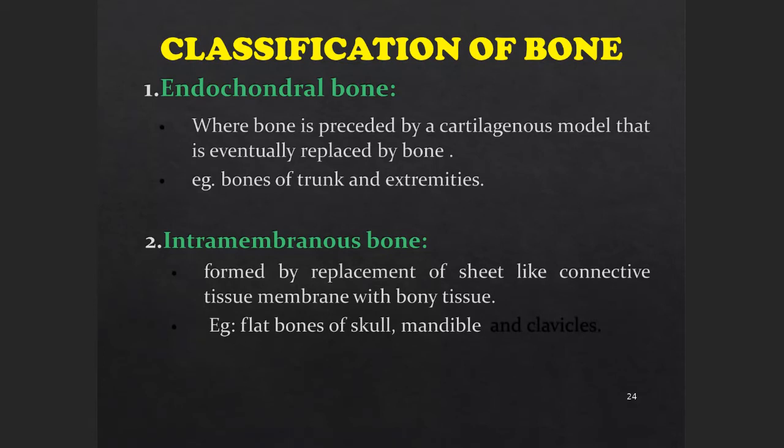So what happens is, first your cartilage is formed, then ossification starts in the cartilage, and that ossification leads to formation of the bone. That is why it is called endochondral ossification or endochondral bone. Then comes intramembranous. Intra is something that is inside, so it is formed by replacement of a sheet-like connective tissue membrane with bony tissue. So there is a connective tissue, and that connective tissue sheet will turn into formation of bones.